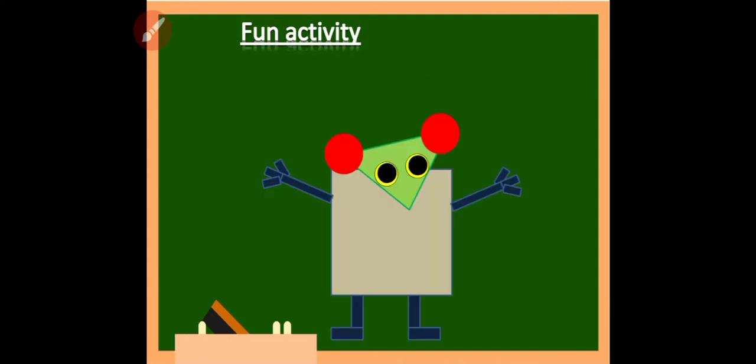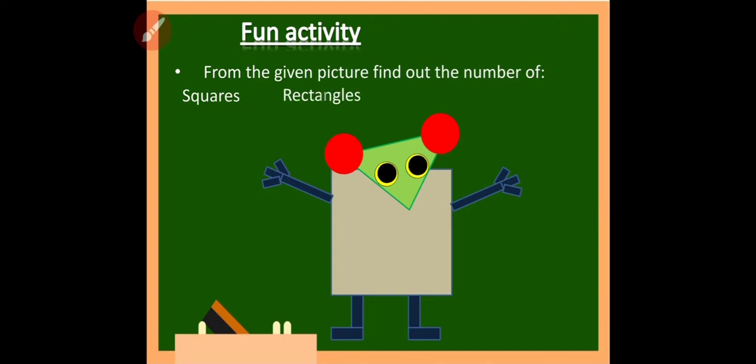Okay. Now children, what a beautiful mouse I have made. Can you see this? Now what you have to do? You have to find out the number of squares, rectangles, triangles and circles from the given picture. So can you find it out for me? So do this activity at your home and have some fun. And one more thing also you can do.